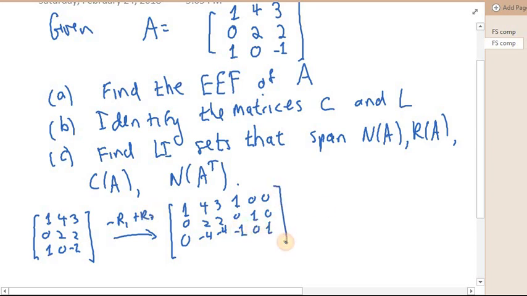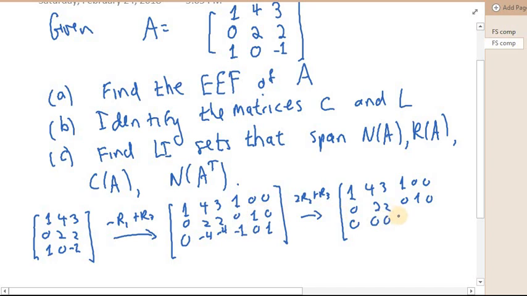Alright, now, to get rid of this minus 4 here, we're just going to add 2R2 plus R3, and we get 1, 4, 3; 0, 2, 2; 0, 0, 0. The identity part is 1, 0, 0; 0, 1, 0. Then 2R2 plus R3 gives me 2 plus minus 1, 2, and 1.